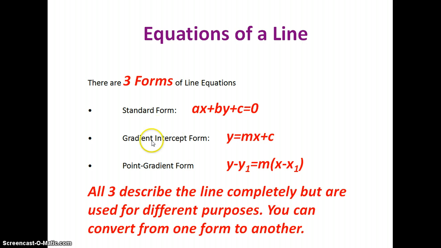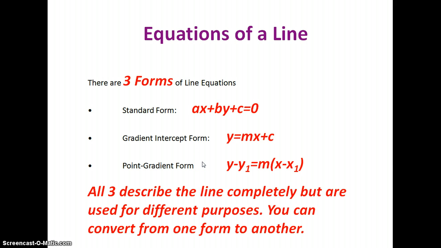Okay. The last form is point-gradient form, and this is when you have a point given and a gradient. All these three can be transformed into different forms. All you have to do is just convert them. So from standard form you can make it into gradient-intercept form, and for point-gradient form, all you need is one point and the gradient, and you will be able to convert it to standard form and then gradient form.